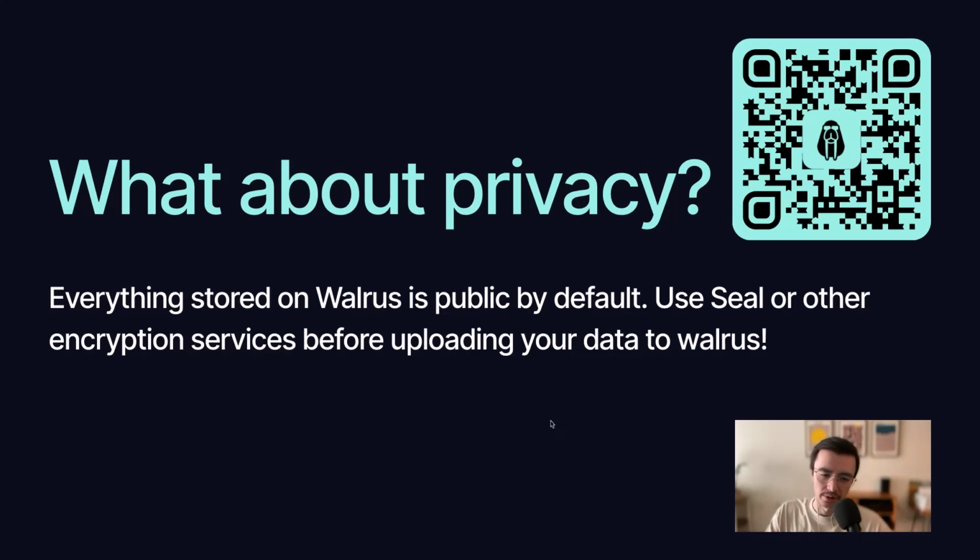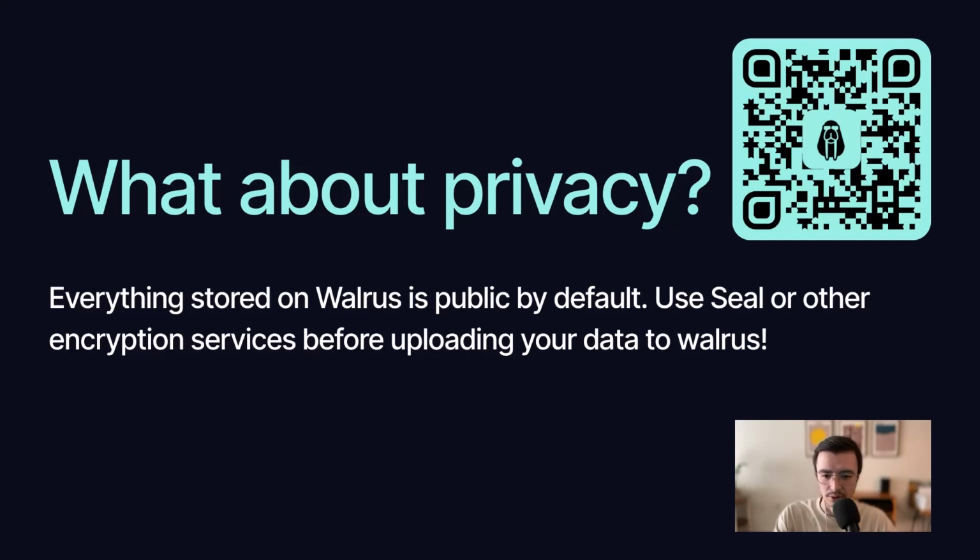So some of you may be wondering, what about privacy? Because almost every app that's building on Walrus that's handling a lot of user data typically doesn't want this data to be public. So it is important to note that everything that is stored on Walrus is public by default. So this means that if you want anything that you store on Walrus to be only accessible by certain people, then you need to encrypt this yourself before uploading. And you can use any sort of encryption service you want.